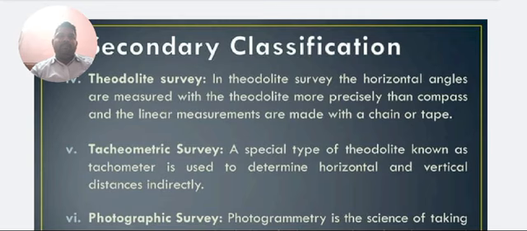Next topic, theodolite surveying. In theodolite surveying, horizontal angles are measured with the help of a theodolite, which is more precise than a compass, and the linear measurements are taken with a chain or tape. This type of surveying is called theodolite surveying.